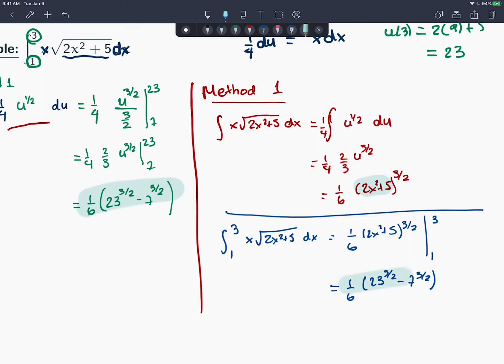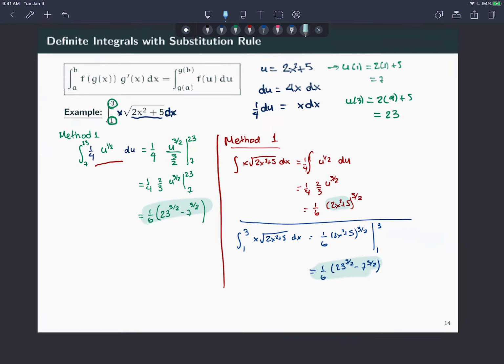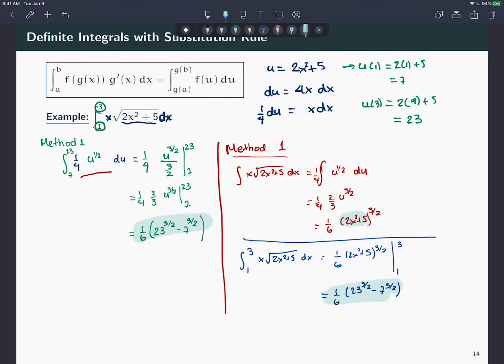Sometimes it's easier to change the limits of integration. Sometimes it's easier to not bother with that and plug in the original limits. This is an example where it is as easy or difficult to do either way. But in some examples, it might make sense to keep the original limits, and we sometimes prefer that one. And sometimes we don't have to do it and just prefer the other. Okay.